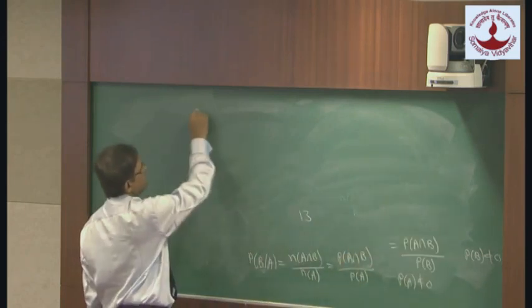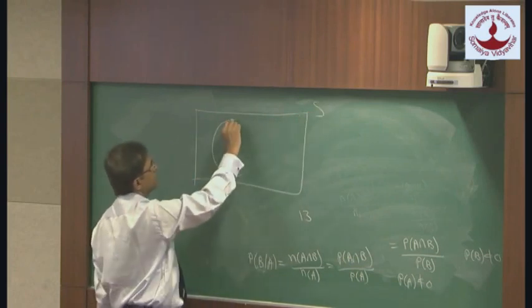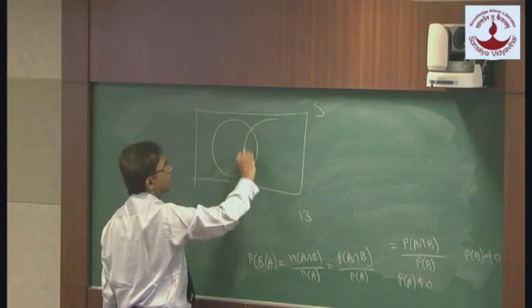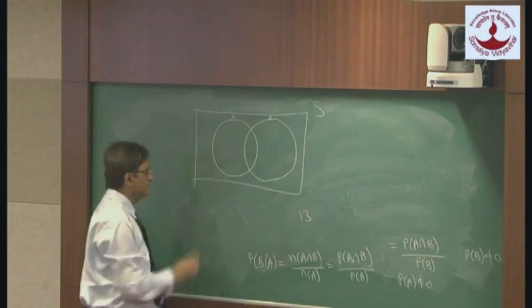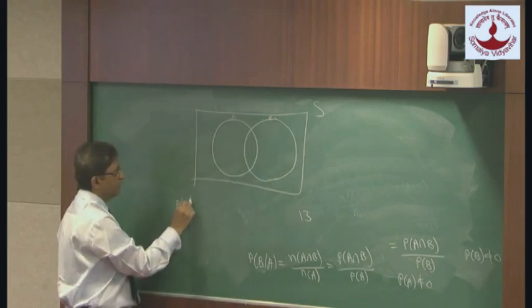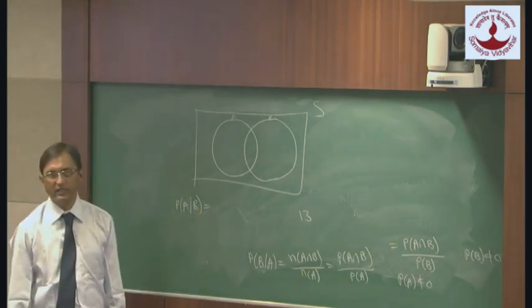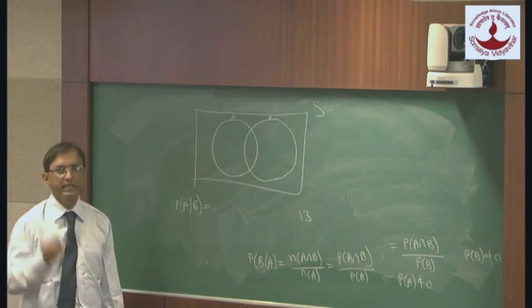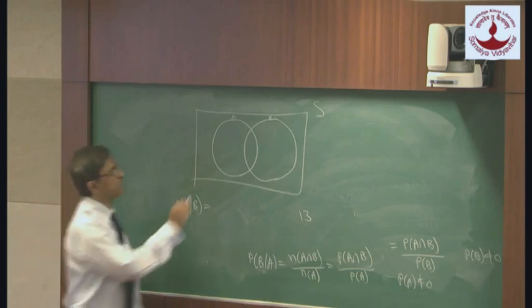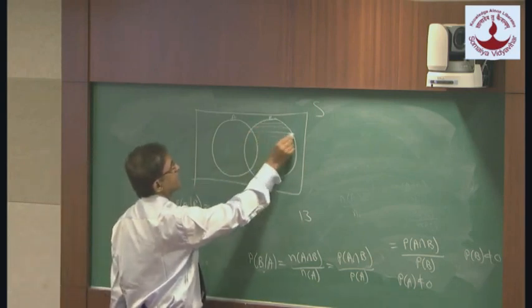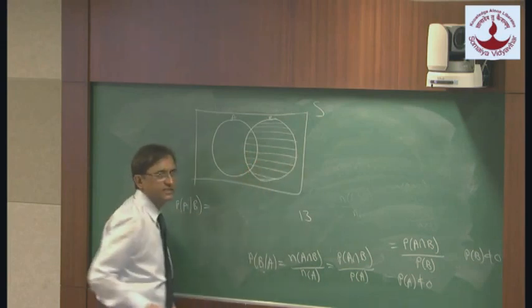This is the sample space S, and these two events are defined: event A and event B. Let us try to determine, or derive the formula for, probability of A given B. You are given that event B has occurred, event B has taken place. So we will not consider S as the sample space. We consider only this circle because event B has occurred.